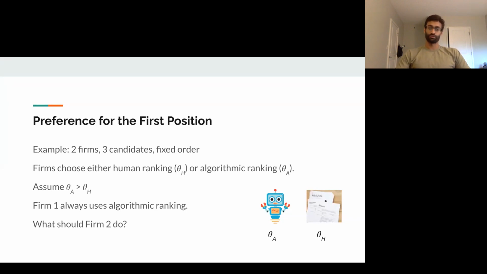But the question is, what should firm 2 do, right? Should they use the algorithm and get back the same ranking as the previous firm, or should they get an independent ranking, which is less accurate, but at least it's independent? This intuition is actually going to underpin a lot of what we discuss today. So I want to make sure we're clear on this.